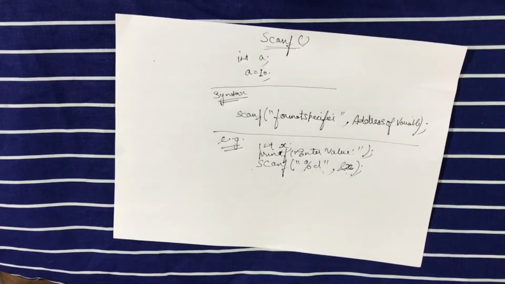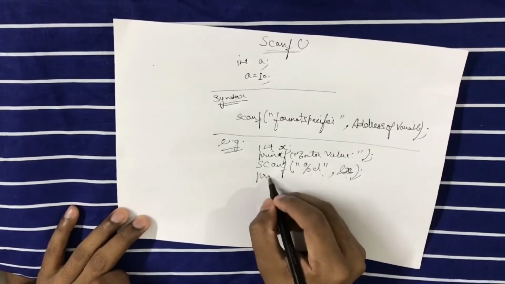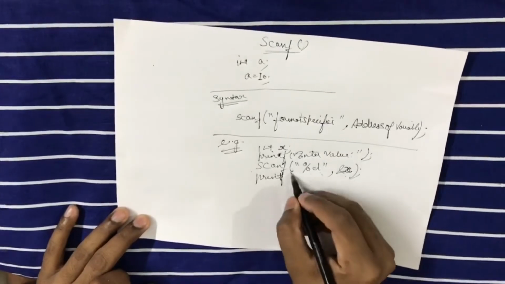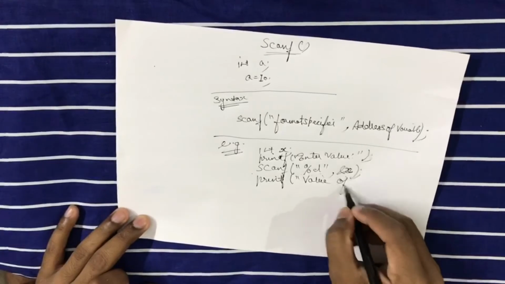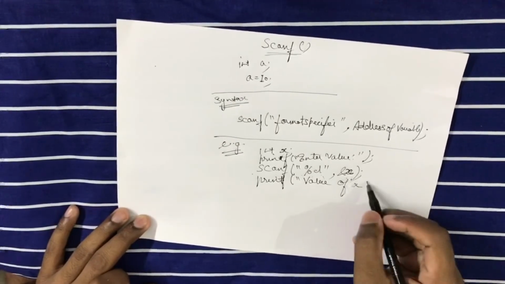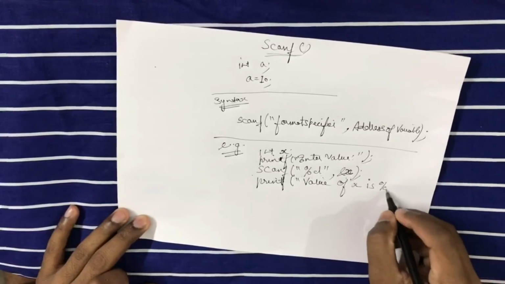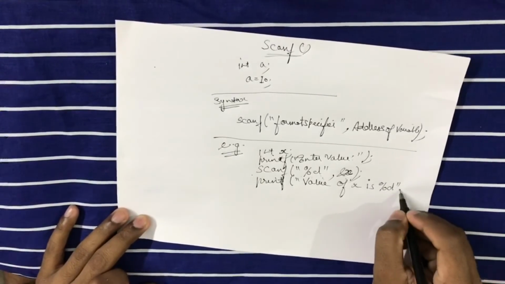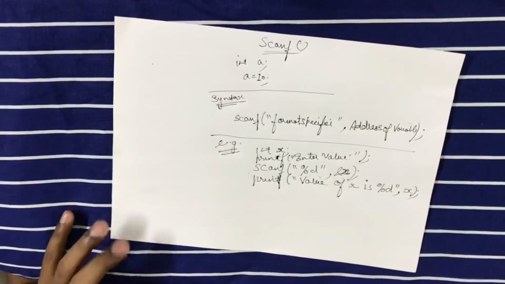Now if I need to print this variable, I'll simply take the help of printf and I'll write any message, say value of x is. I want to print the value of x, then the specified value. For that I'll use the format specifier and I'll pass the variable name, that is x.